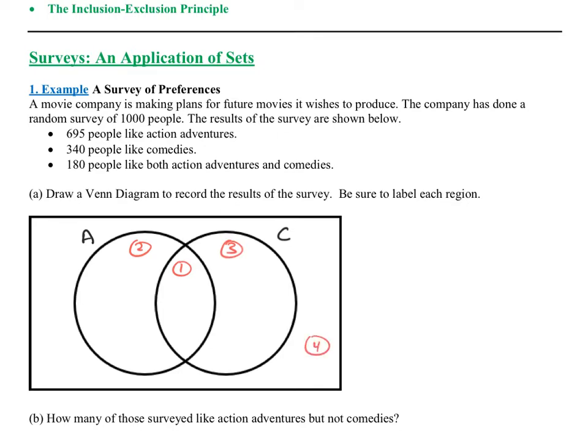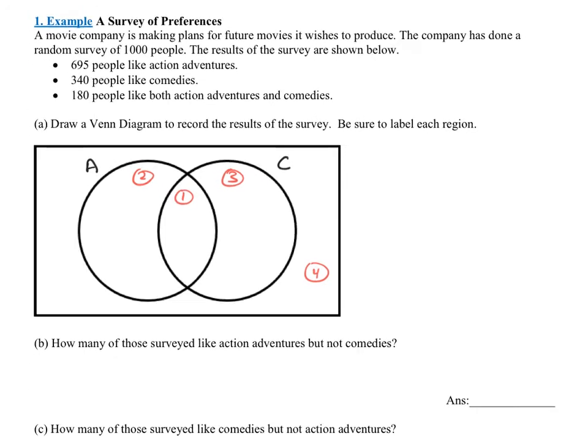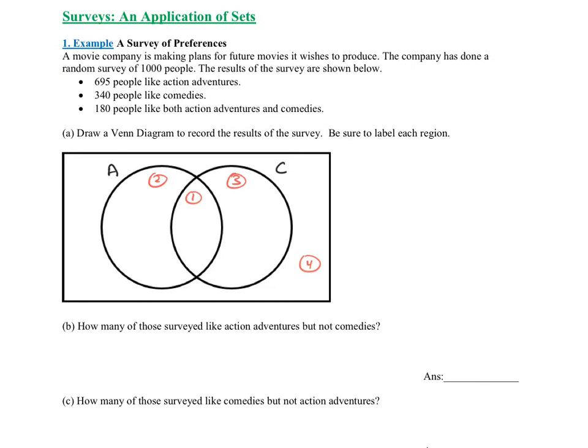And so what I do is I give my students free rein and I say, go for it, try to do it. And here's what I see. I see them read the first sentence and they say 695 like action adventure. So they jump real quick and they put, let me come up here and use a different color, they just put 695 right there because they read that sentence. And then they read the next one. It says 340 people like comedies, and so they just put a 340 over in the comedies, and then 180 like both. So simple enough, it seems like 180 like both.